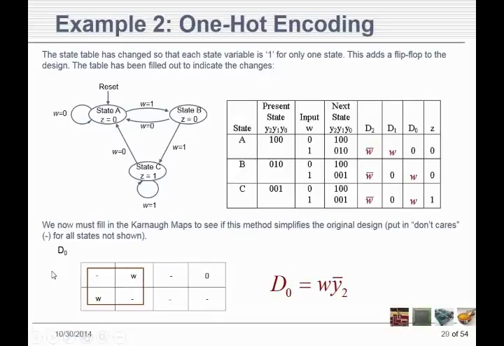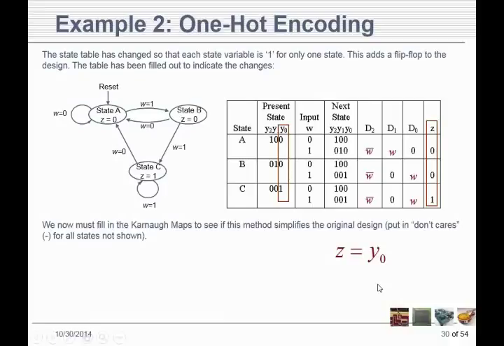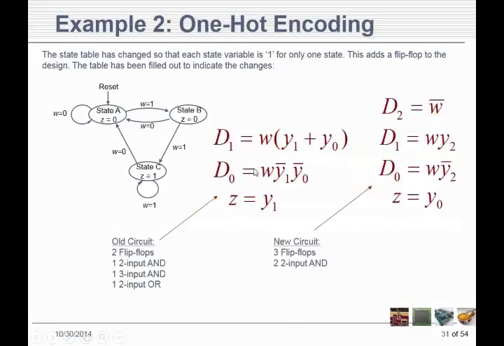Okay, and the next one, I've got D0, and we've got W's for 1 and 2, and 0 here, so this is equal to W and not Y, or not Y2, I'm sorry. Okay? Now, again, we see that Z is equal to, in this case, Y0, whatever this particular flip-flop was. So, how is this different?